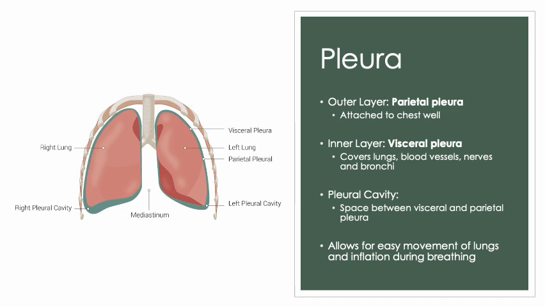So next, moving on to the anatomy of the pleura. The pleura is a serous membrane that folds back on itself to form a two-layered membranous pleural sac. The outer layer is called the parietal pleura and attaches to the chest wall, and the inner layer is called the visceral pleura and covers the lungs, blood vessels, nerves, and bronchi. There's no anatomical connection between the right and left pleural cavities. With the addition of pleural fluid, the lung pleura allows for easy movement of the lungs and inflation during breathing.